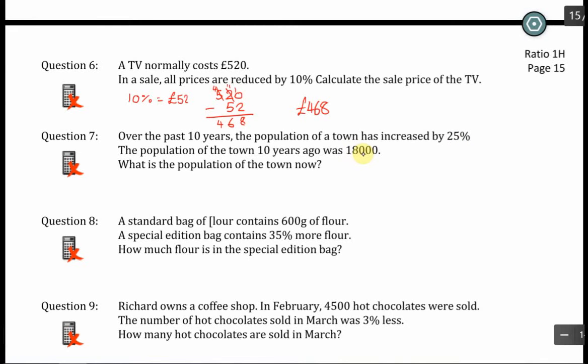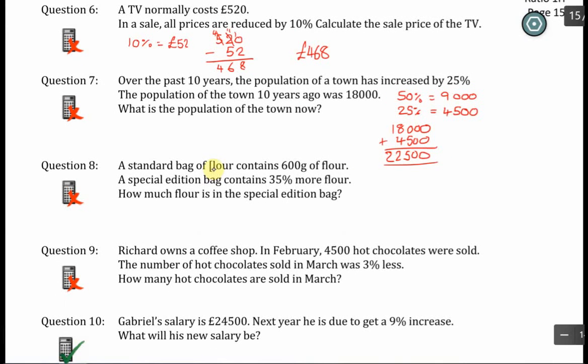So I know half of 18,000, or 50%, would be 9,000. So 25% is half of that again, 4,500. And I'm going to add that back on to 18,000. And that gives me 22,500.